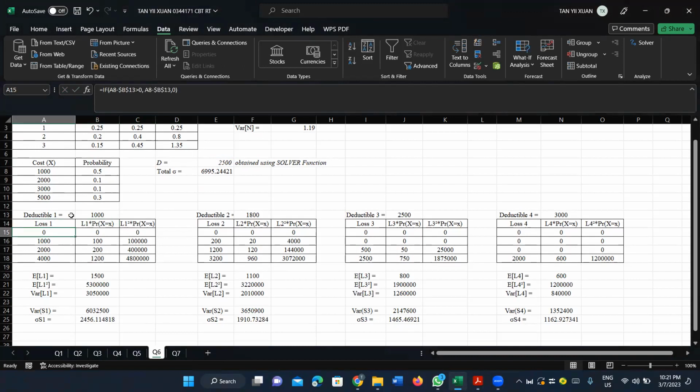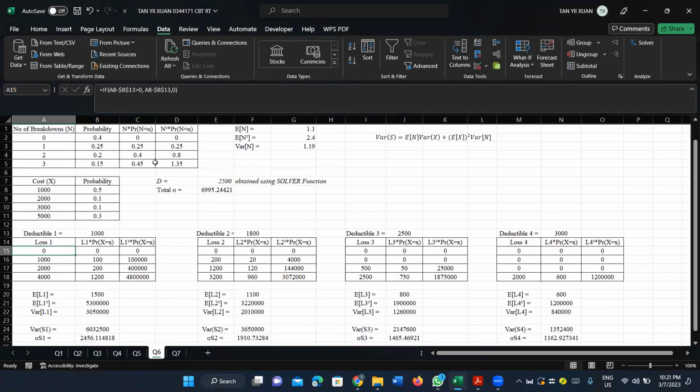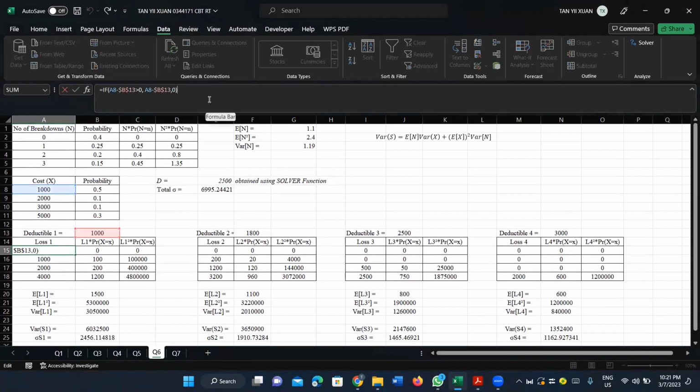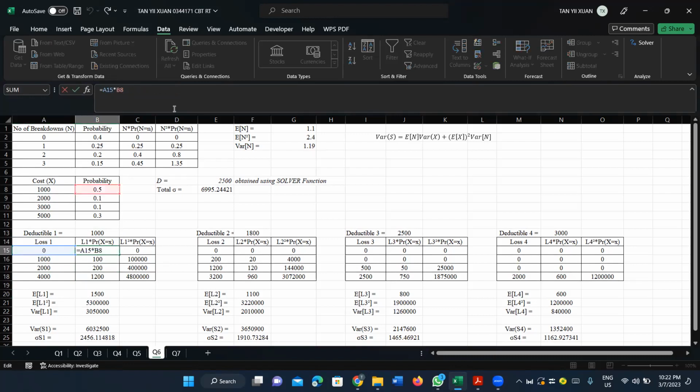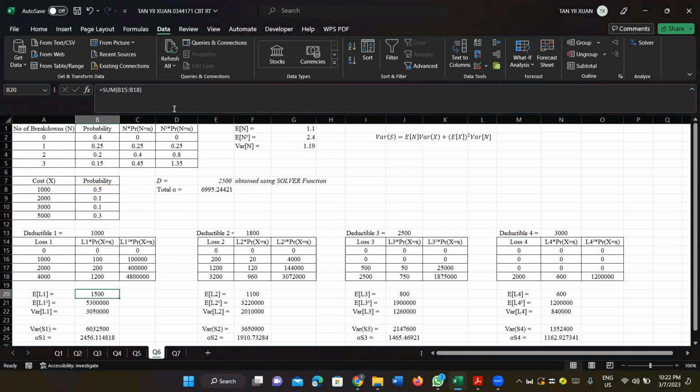The loss amount is calculated as follows: if X is greater than the deductible, then the loss amount will be X minus the deductible, or else it will be 0. This is the same as we break the formula down until the end of this table. To get the expected value of losses, we multiply the losses by the probability of X, and then sum it up, and then we get the mean.